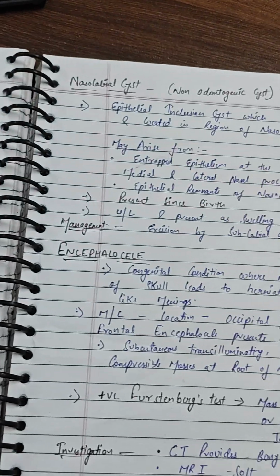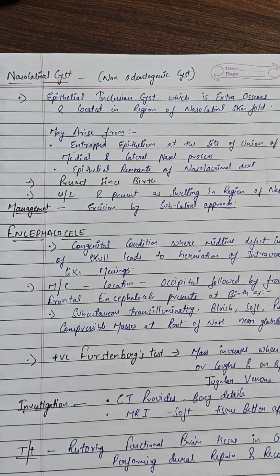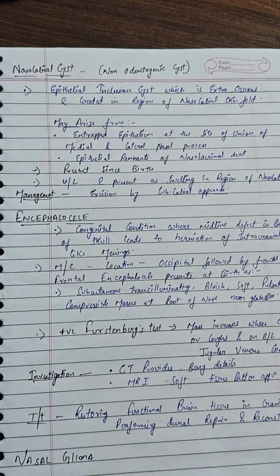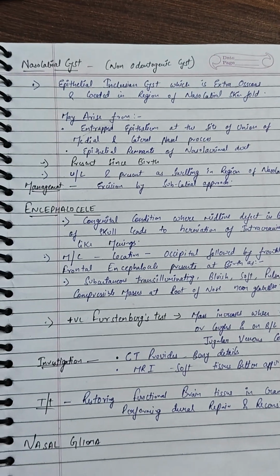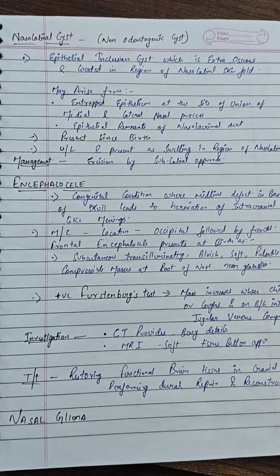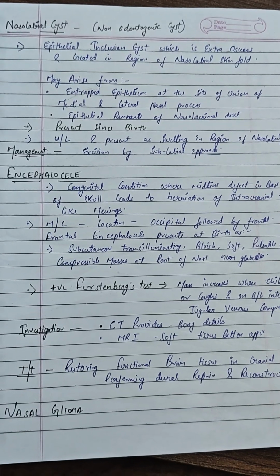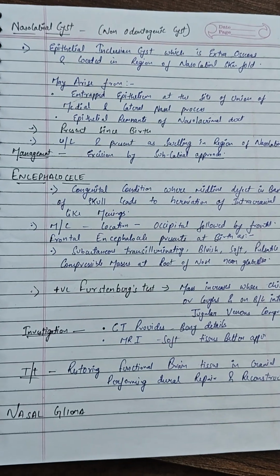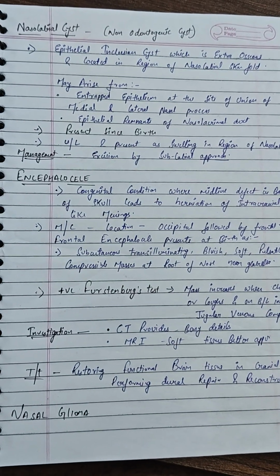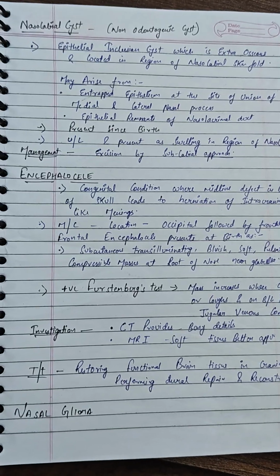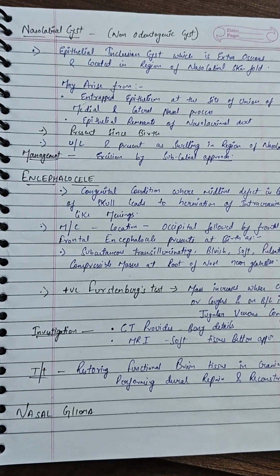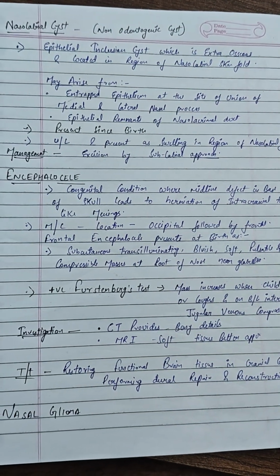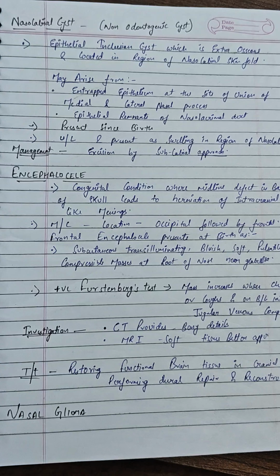Next one is nasolabial cyst. It is a non-odontogenic cyst, an epithelial inclusion cyst which is extraosseous and is located in the region of the nasolabial skin fold. It may arise from entrapped epithelium at the site of the union of the medial and lateral nasal processes and the epithelial remnants of the nasolacrimal duct. It is usually present since birth, may be unilateral, and presents as swelling in the region of the nasolabial fold, and the management is excision by sublabial approach.